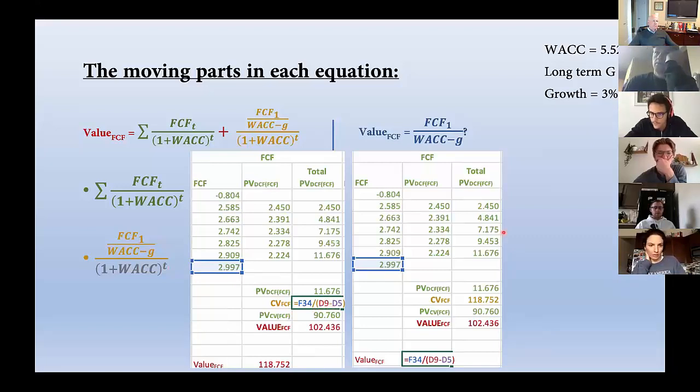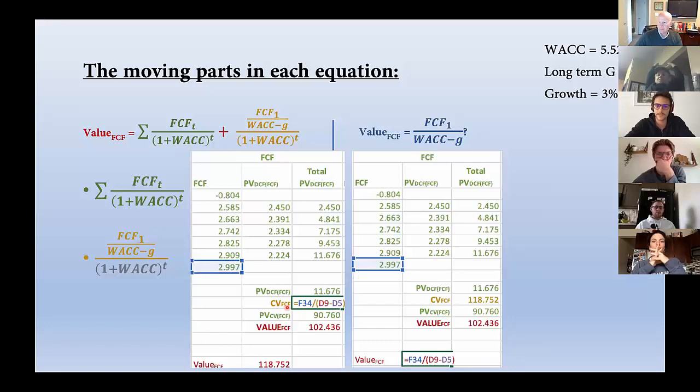And for the record, sorry, because the picture is on here for me, but for all those exercises, I took the WACC as 5 point, can you see it? Yes, 5.52, we can see it. Yeah, exactly. And I took the long-term G of 3% and the growth equal to 3% as well. So they are exactly the same.